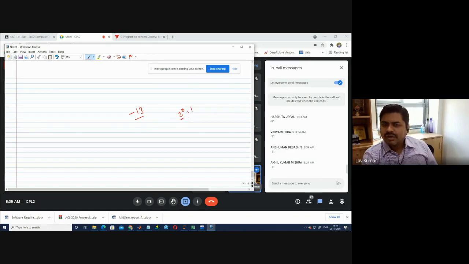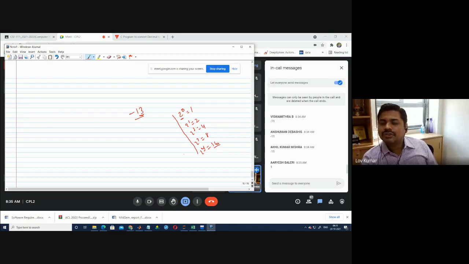Anyone? 1. 2 to the power 1, we are getting 2. 2 to the power 2, we are getting 4. 2 to the power 3, we are getting 8. 2 to the power 4, we are getting 16. You have to continue this process until you get a number, 2 to the power that number, that is greater than the absolute value of 13, that is greater than 13. What is the value we are getting here?